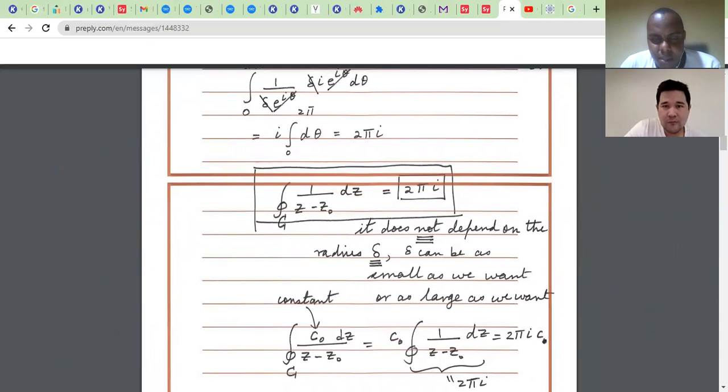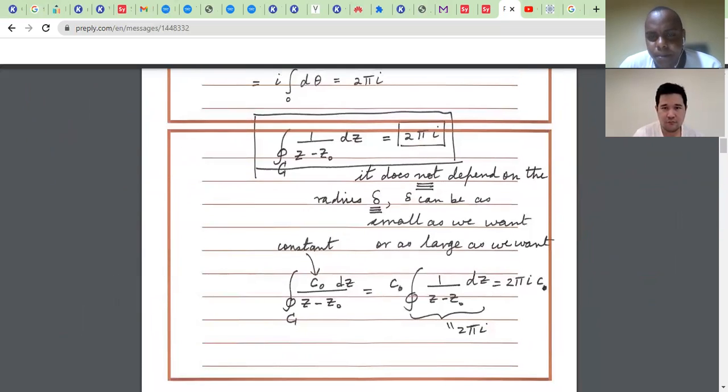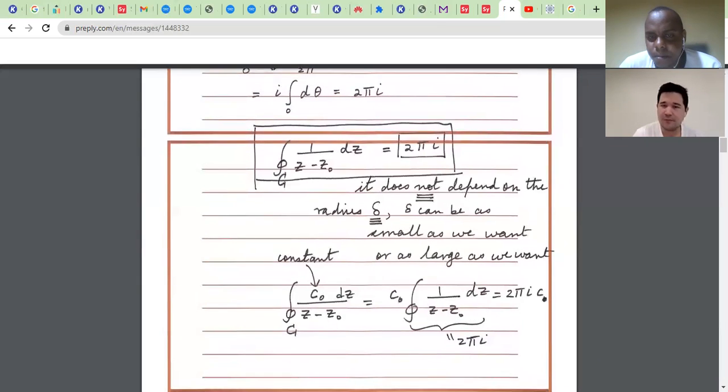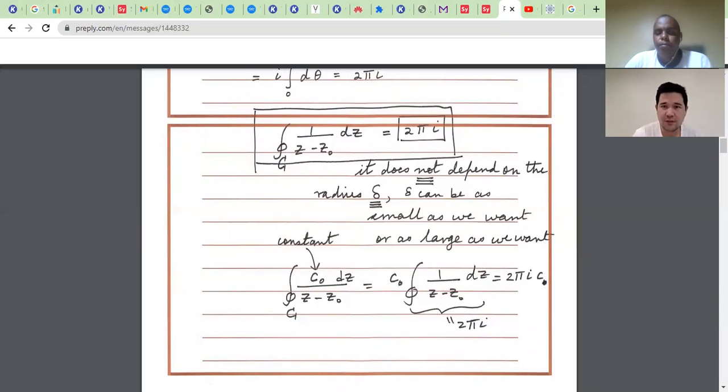So this is something you should always remember: the contour integral of the function 1 over z minus z naught dz will always be equal to 2πi. It does not depend on the radius. The radius can be as small as you want, or as large as you want, because it cancels out.